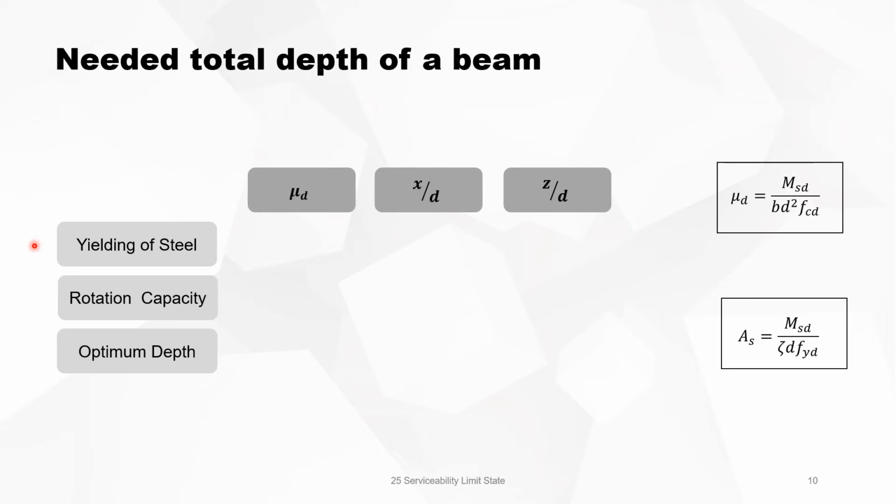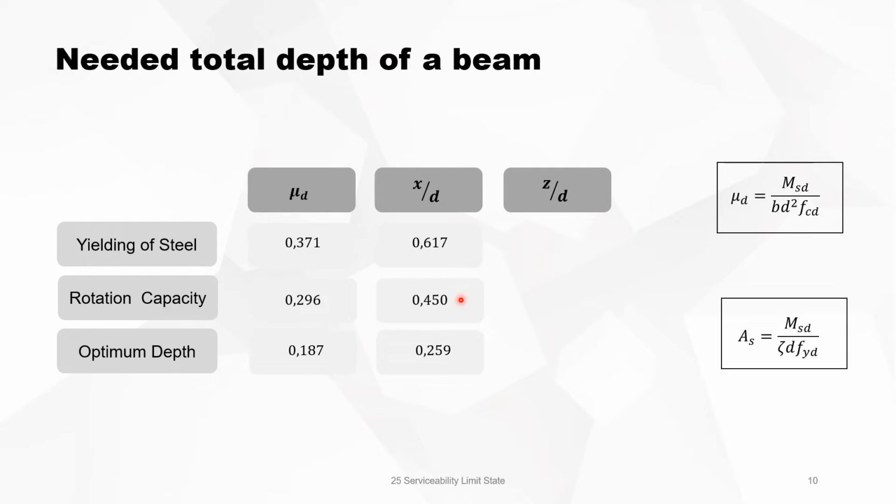If we want to design the beam with yielding of steel, then mu D must be 0.371. The maximum should be smaller than that. With rotation capacity, the beam has a mu D of 0.296, and for an optimum use of the materials, mu D must be 0.817. That we have seen in the previous lessons. The corresponding xi, or the depth of the lever arm, is given by those numbers.